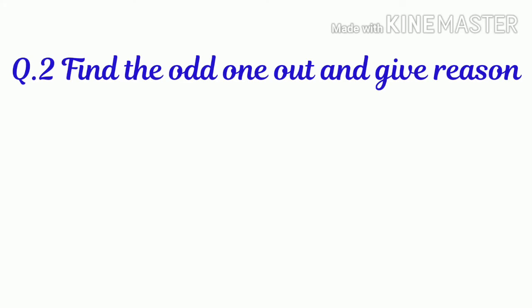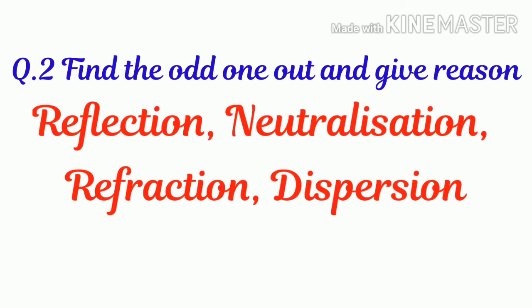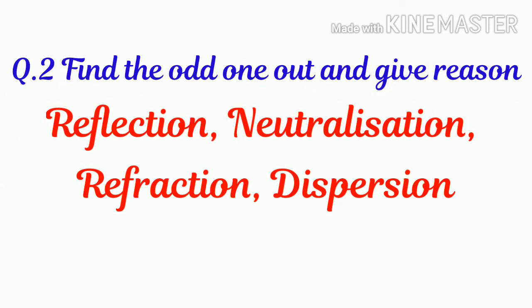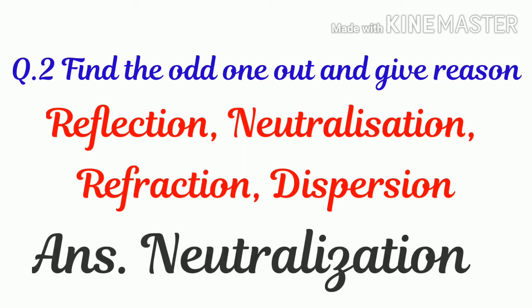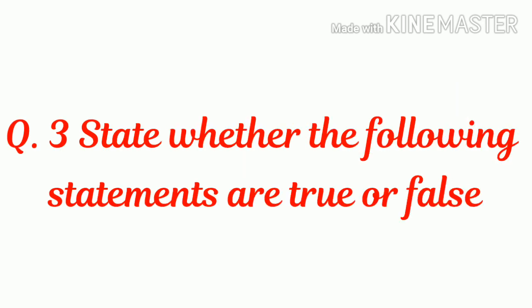Question 2. Find the odd one out and give reason. Reflection, neutralization, refraction, and dispersion. Students, odd word in this group is neutralization because it is associated with a chemical reaction between an acid and an alkali. Others are phenomena associated with light.